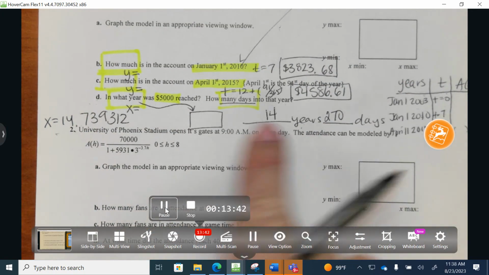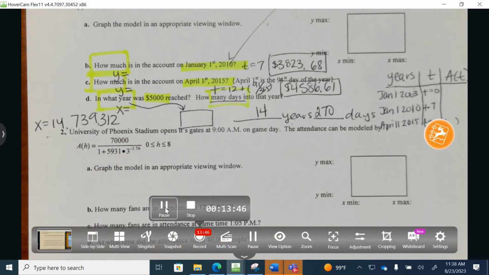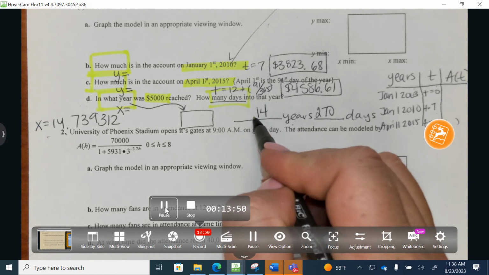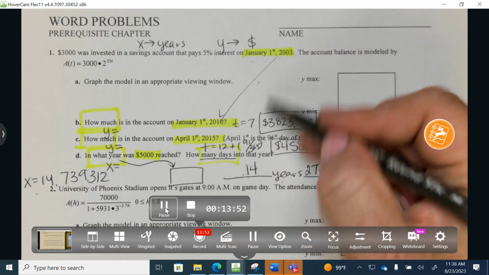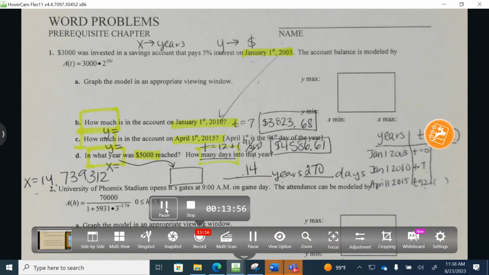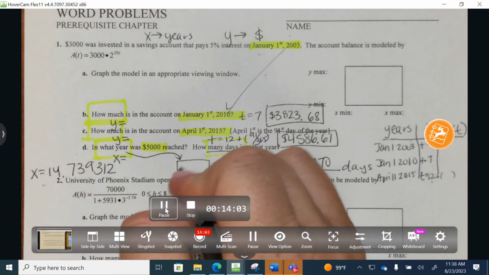Now, how does that help me answer in what year do we hit 5,000? In what year do we hit 5,000? Well, we have to go 14 more years. So great, those that are great with mental math, you're going to add 14. If not, you take this initial year and add 14 to it. So 2003 plus 14 bumps us up to in the year 2017.